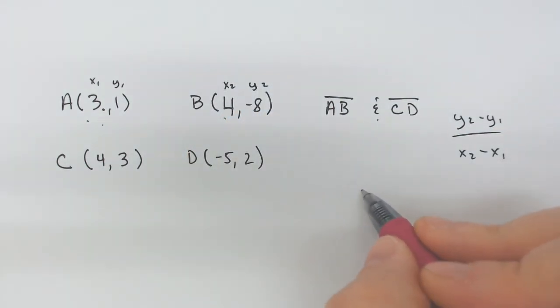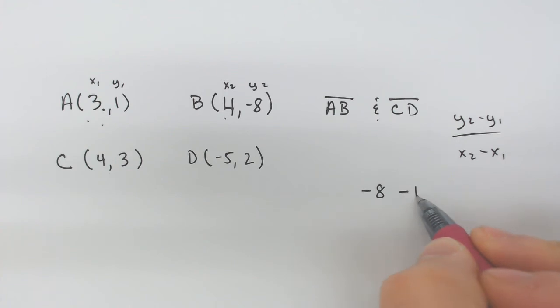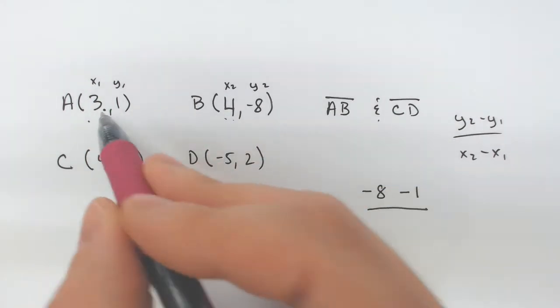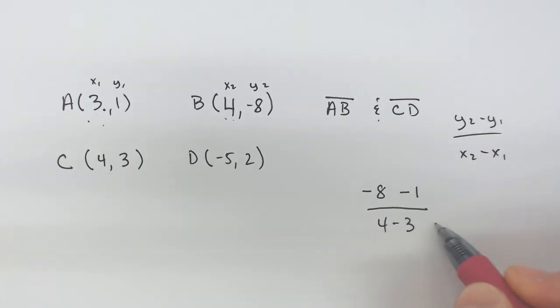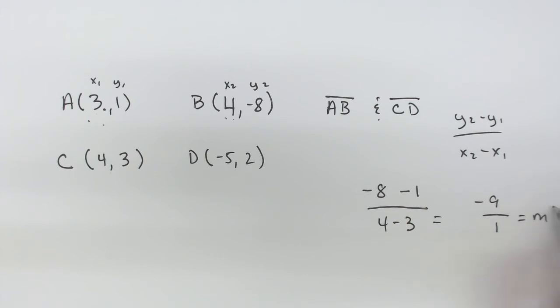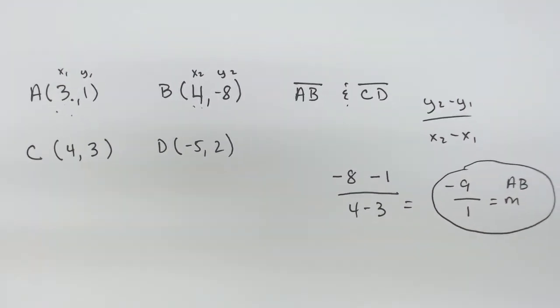We would have negative 8 minus 1, over 4 minus 3. Turns into negative 9 over 1, which you could simplify, but I choose not to with these problems right away at least. So that is the slope of AB.